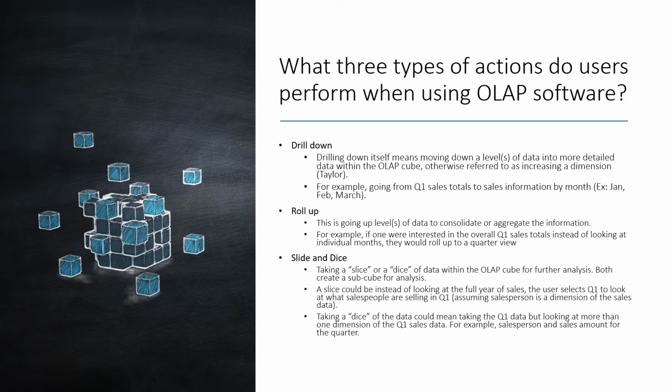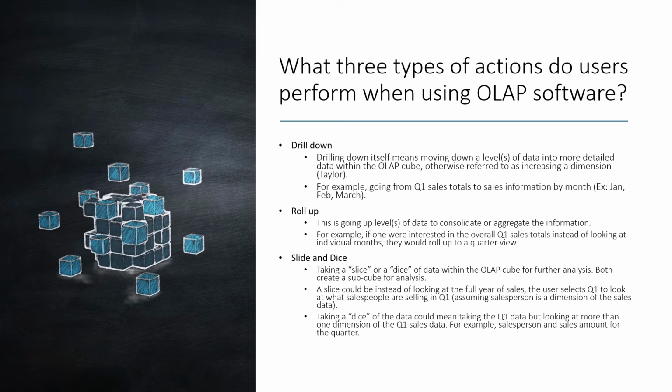So this is going up levels of data in order to consolidate, aggregate, or summarize the information further. So for example, if you were interested in the overall Q1 sales totals, instead of looking at the individual months, you would roll up to a quarter view. And then slice and dice. Slice and dice, you can either take a slice or a dice of the data within the OLAP cube for further analysis. Either one creates a subcube for further analysis.